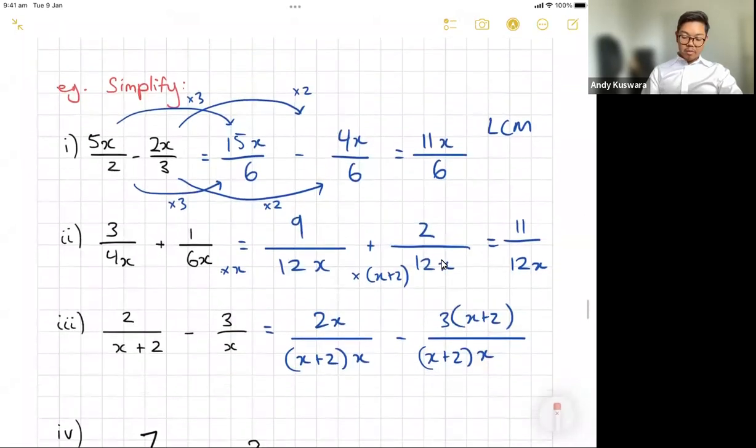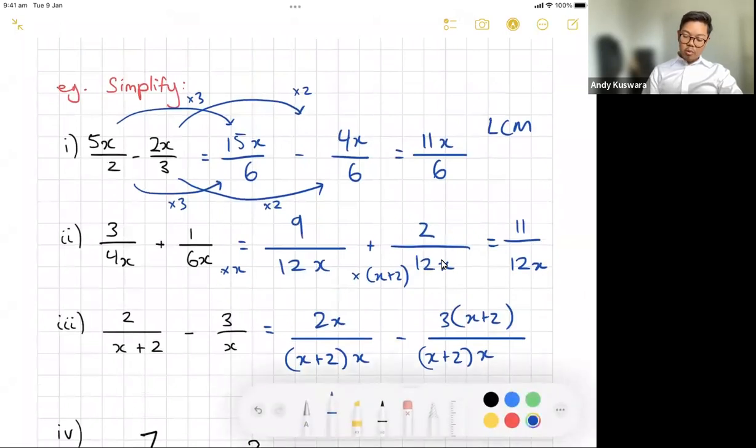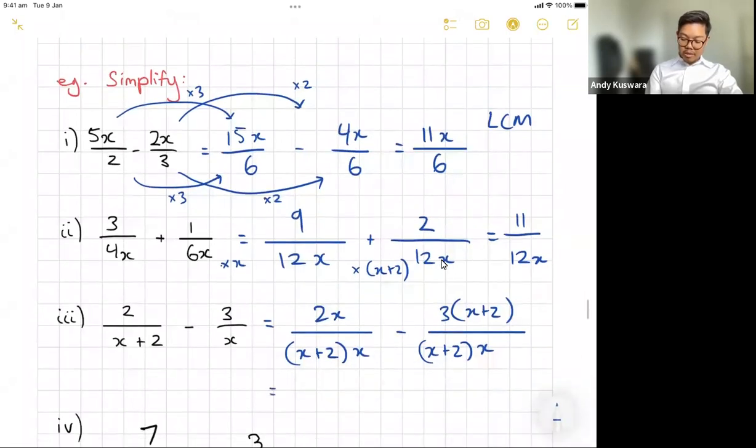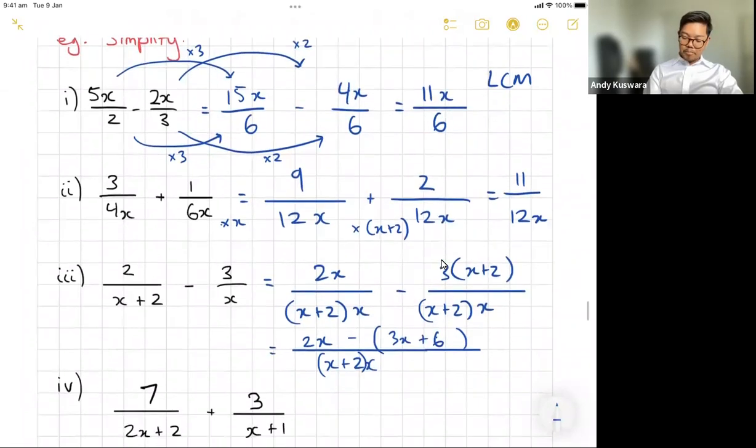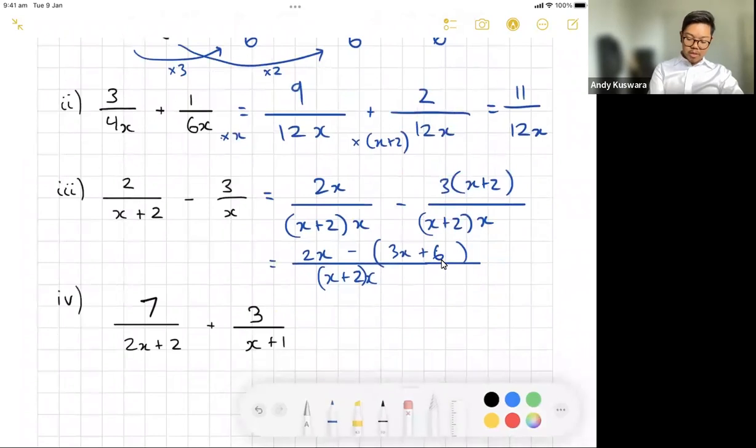So that's what we've got, but that's not quite simplified yet. We've got a nice denominator, so I'm going to write it as 1 now because we can. x plus 2 bracket and then x out the front. And then I can see here it's going to be 2x. And then I'm going to expand this bracket up here, take away, and I'm going to put in big brackets here, 3x plus 6.